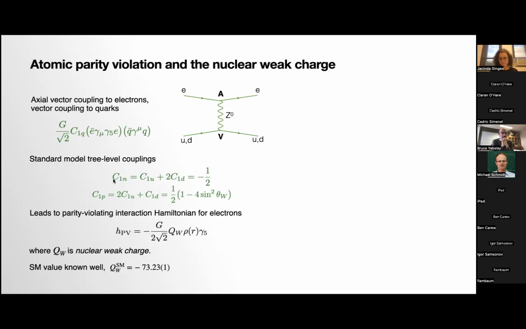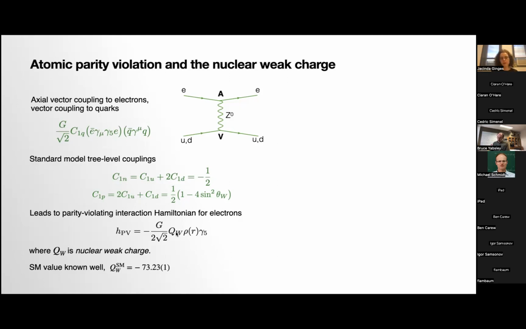If you then consider this interaction and you average over all the nucleons in the nucleus, then you can form, in the end, a parity violating interaction Hamiltonian that acts on the electrons. So this then has the form where it's proportional, of course, to the Fermi weak constant. It's proportional to this nuclear weak charge that I mentioned, which is essentially the sum of these couplings coming from the neutrons and protons, and proportional to the nuclear density and to the gamma 5 matrix.